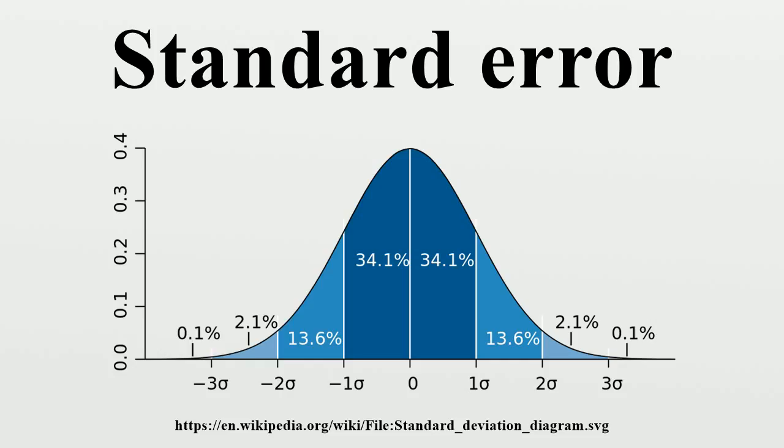Relative standard error. The relative standard error of a sample mean is the standard error divided by the mean and expressed as a percentage. The relative standard error only makes sense if the variable for which it is calculated cannot have a mean of zero.